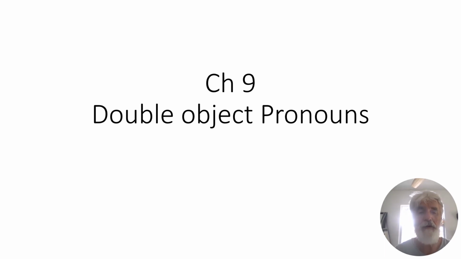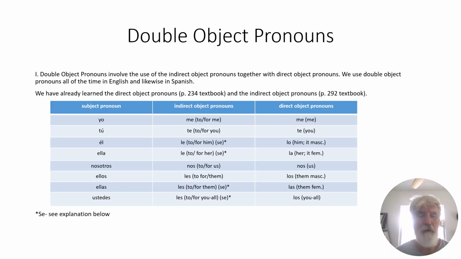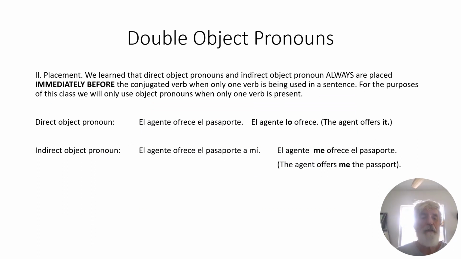So let's take a closer look at our double object pronouns. Again, I just went through these. Here is the subject pronoun, here is its corresponding indirect object pronoun and direct object pronoun, and kind of what they mean. You should be familiar with this. This is not that difficult. It does take a little time to absorb, but once you know what your indirect object pronouns and direct object pronouns are, you should be able to work fairly easily with these. So let's take a look.